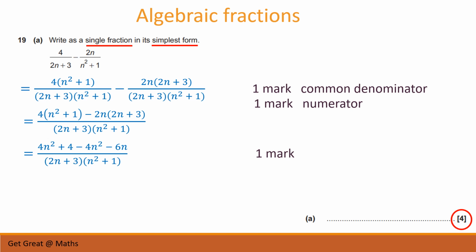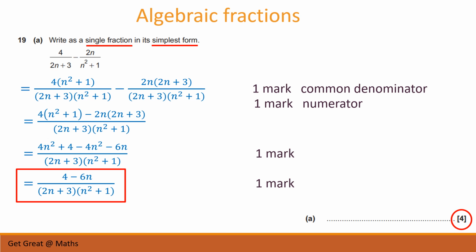To get the final mark, we need to simplify this answer, as the question said. So I look at the question, I've got 4n squared plus a 4n, take away a 4n squared, take away 6n. You can see that those 4n squareds cancel, leaving me with the 4 take away the 6n. This is my fourth and final mark. Make sure you write that answer on the dotted line. So here I've got my answer as a single fraction, as the question said, and it is in its simplest form. There is nothing that will cancel.